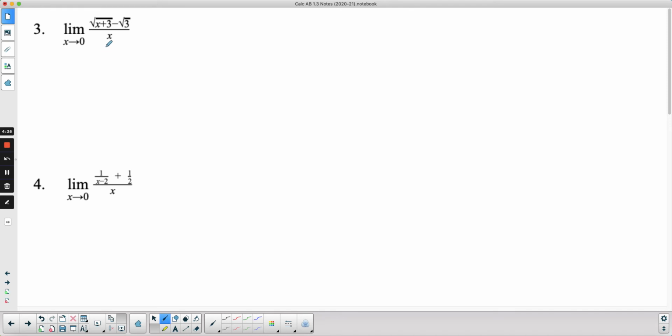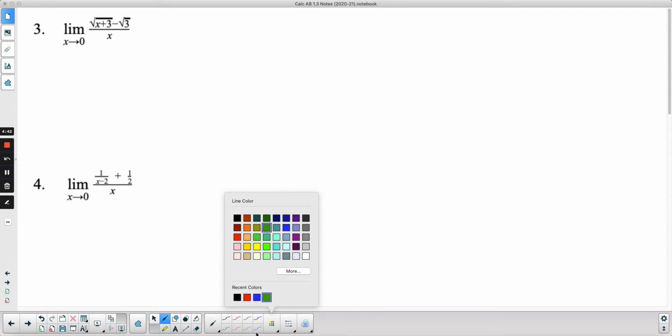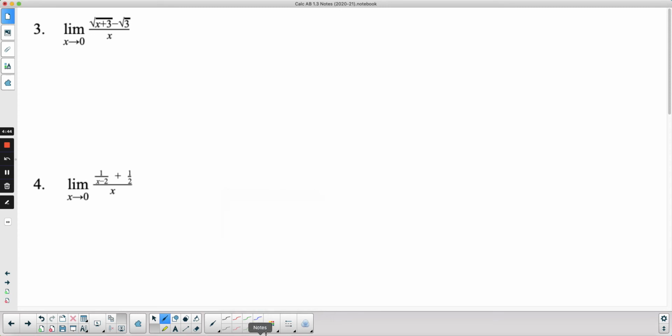All right, number 3. Try direct substitution. If we put 0 in, we get 0 on the bottom. There's radicals, so we can't really factor and cancel. So what we're going to be looking at doing here is rationalizing. And on this one, we're going to rationalize our numerator. Sometimes you might have to rationalize the denominator. It just depends on where the radicals are.